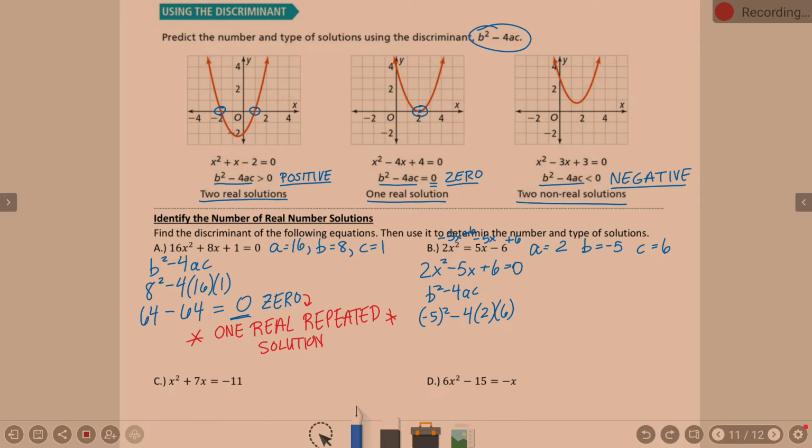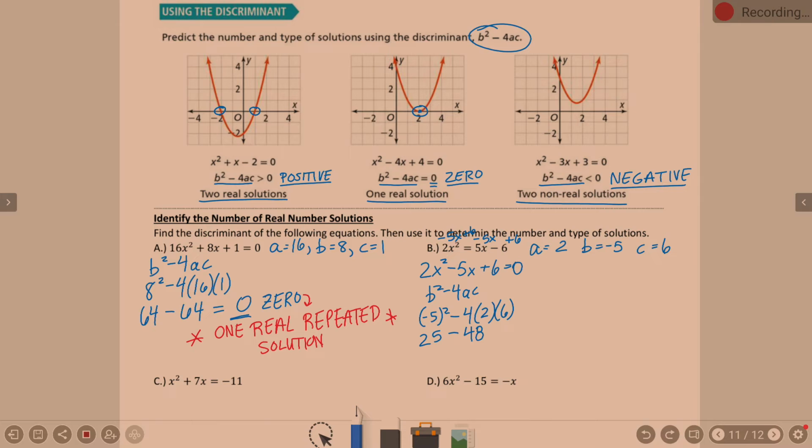Okay. What do we know about negative 5 squared? It's positive. It's positive 25 minus 4 times 2 times 6. 4 times 2 is 8. 8 times 6 is 48. 25 minus 48. Negative 23.